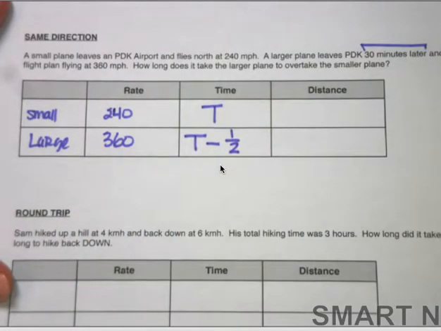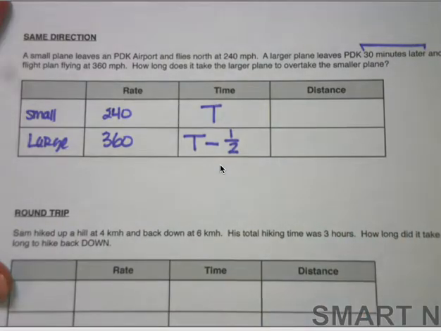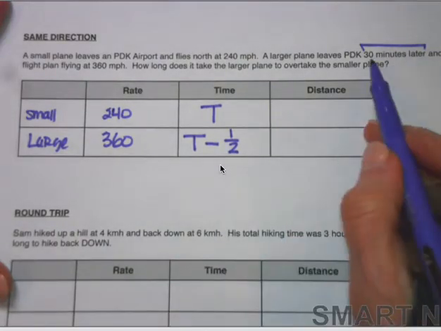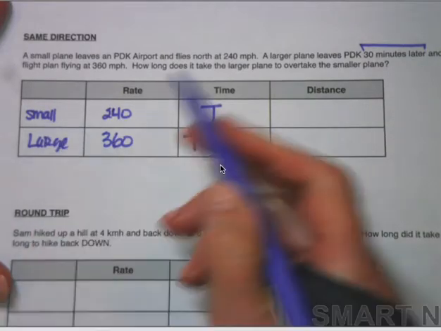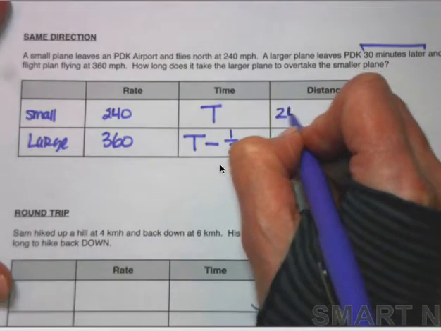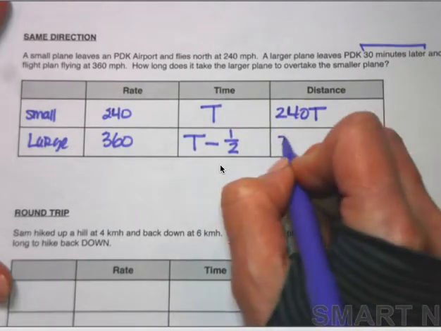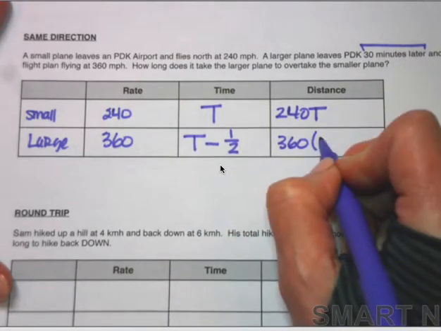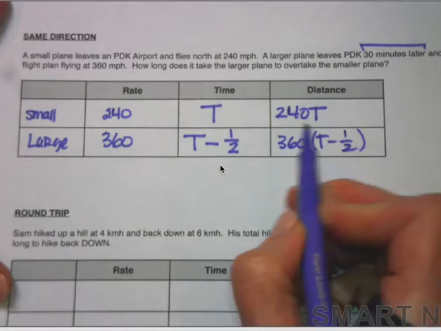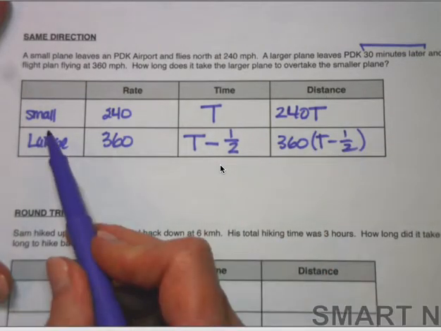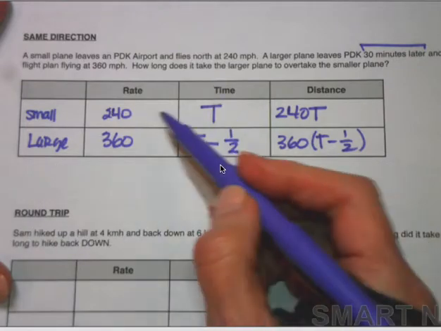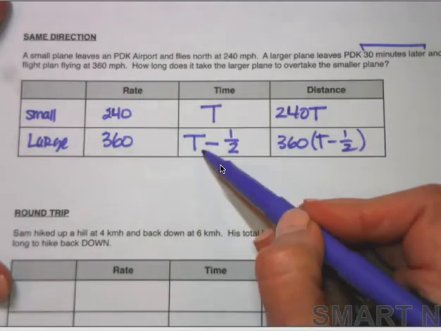And I'll go with 1/2 because 30 minutes out of an hour would be 1/2 of an hour. And then the distance covered by the small plane will be 240t, and the distance covered by the large plane, 360 times (t minus 1/2). Rate times time of one, times rate times time of the other. They're covering the same distance. They're just doing it at different rates and in different amounts of time.